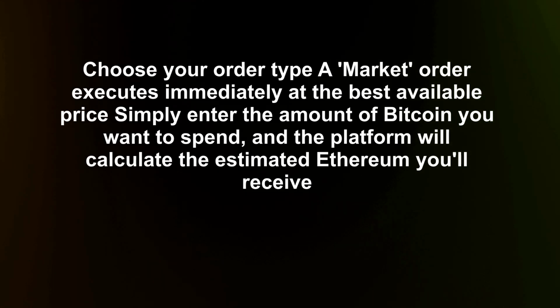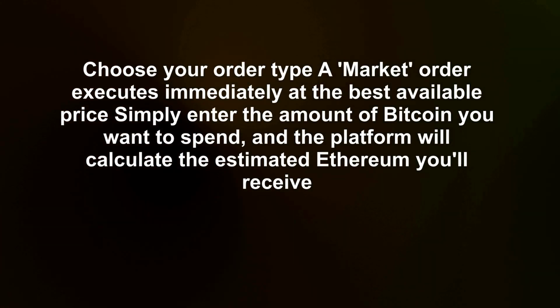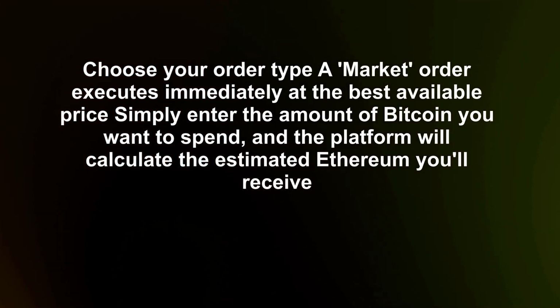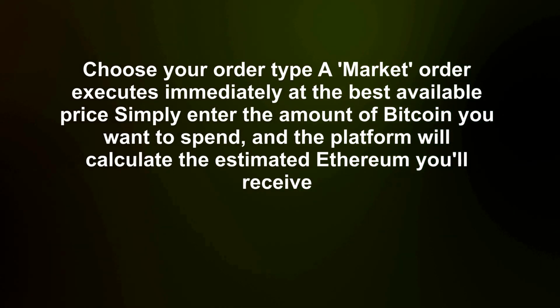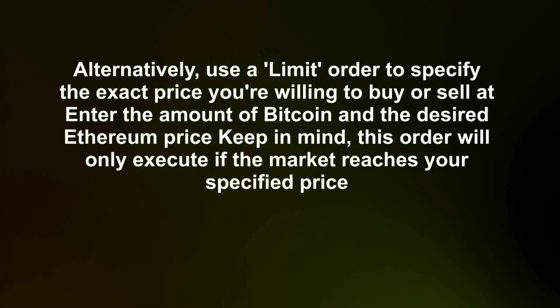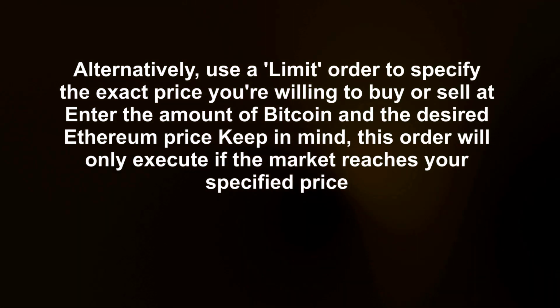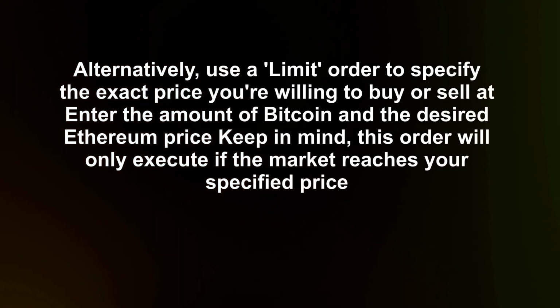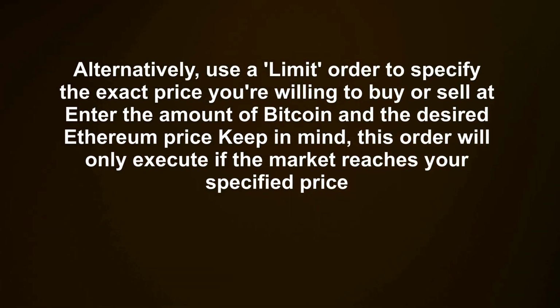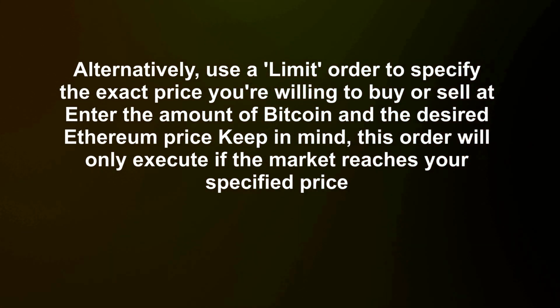Choose your order type. A market order executes immediately at the best available price. Simply enter the amount of Bitcoin you want to spend, and the platform will calculate the estimated Ethereum you'll receive. Alternatively, use a limit order to specify the exact price you're willing to buy or sell at. Enter the amount of Bitcoin and the desired Ethereum price. Keep in mind, this order will only execute if the market reaches your specified price.